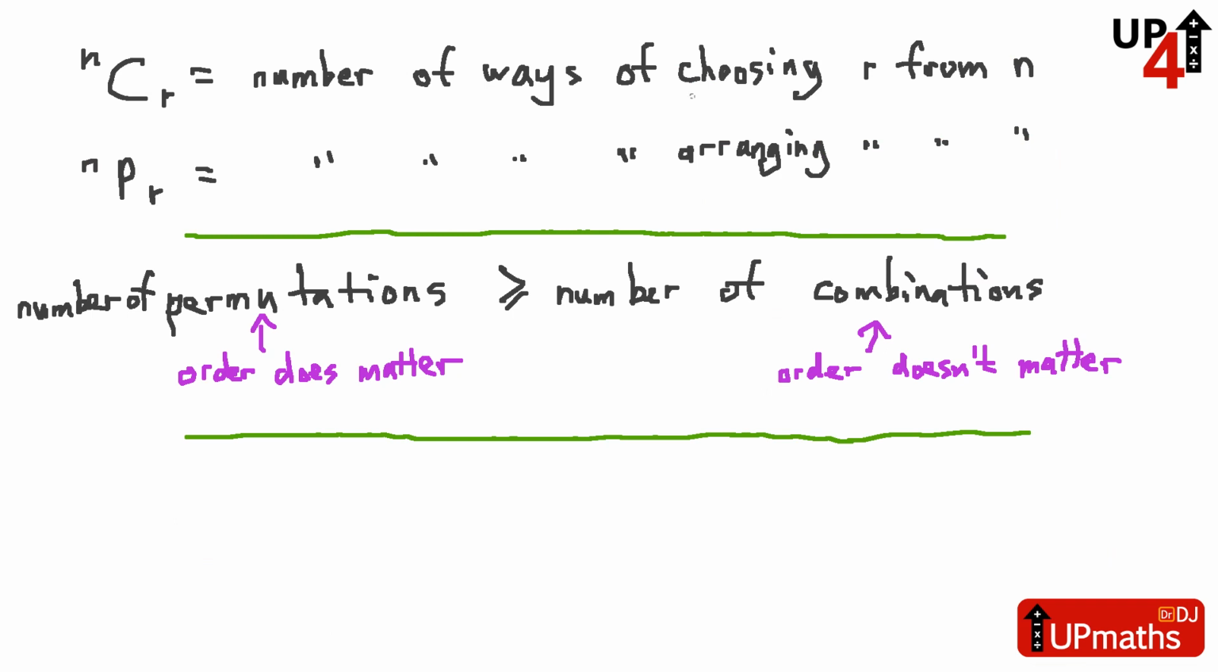nCr. That's the number of ways of choosing r from n. nPr, that's the number of ways of arranging r from n. Boom, simple. If you want an extra way of thinking about it, the number of permutations is going to be generally greater than the number of combinations, or at worst case equal to. That's because when you do permutations, the order matters, but in combinations, it doesn't matter what order they're in. So there's going to be less of them. Next.